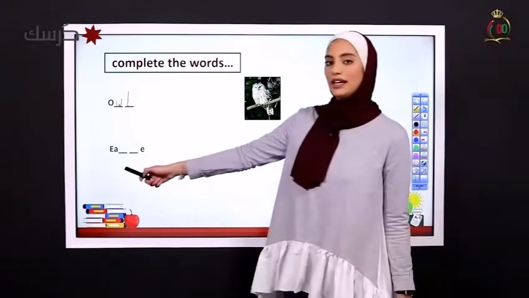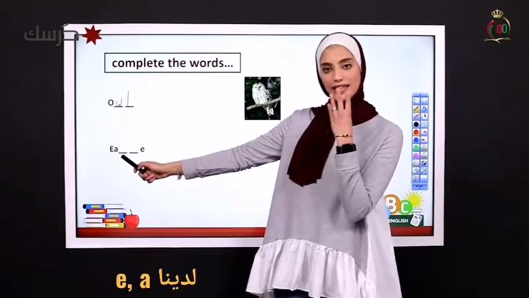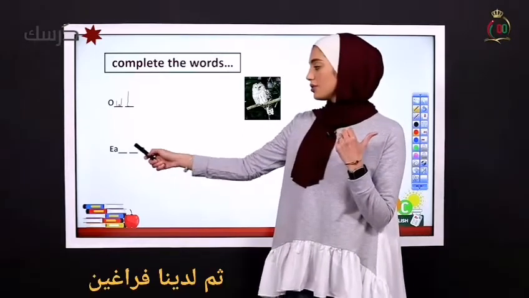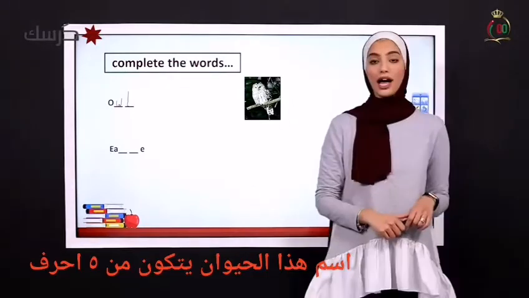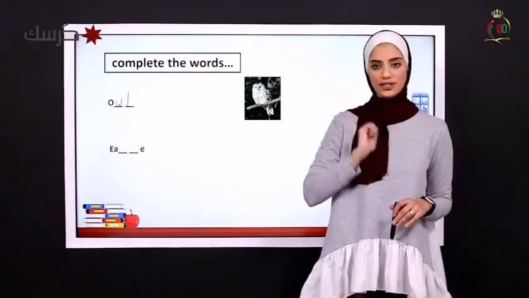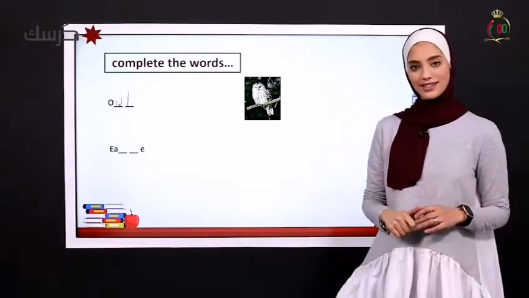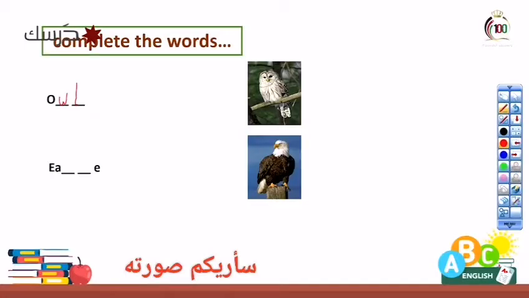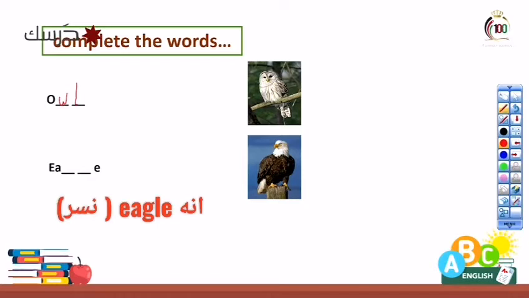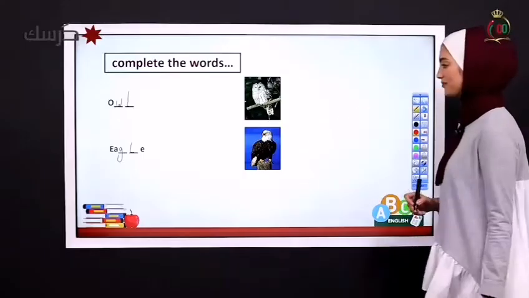What do you think this one is? E-A. Pronounce it as E. Then we have 2 spaces and another E. So this animal name is made up of 5 letters, right? What do you think it is? Let me show you a picture. Eagle. Well done. So E-A, G, L. Eagle. Well done.